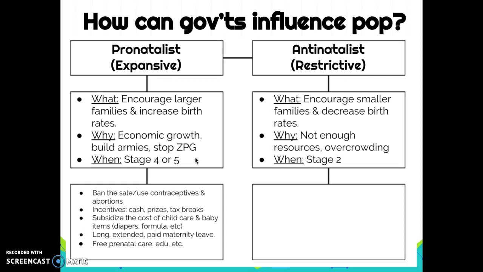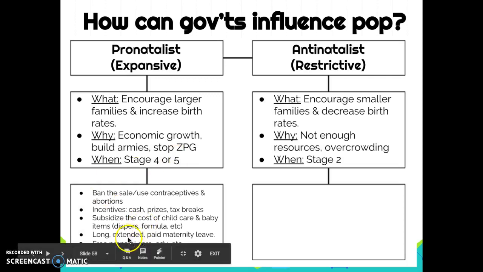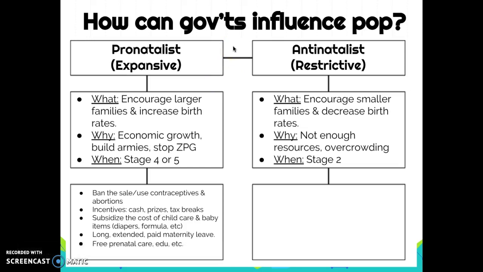But to go back, another example, and the last one here, is free prenatal care and education, right? So if you don't have to pay doctor's bills for being pregnant, or if you don't have to pay as much on your bills after you've had a child, right? These are all ways in which you might be convinced that having a child is actually a pretty good idea.